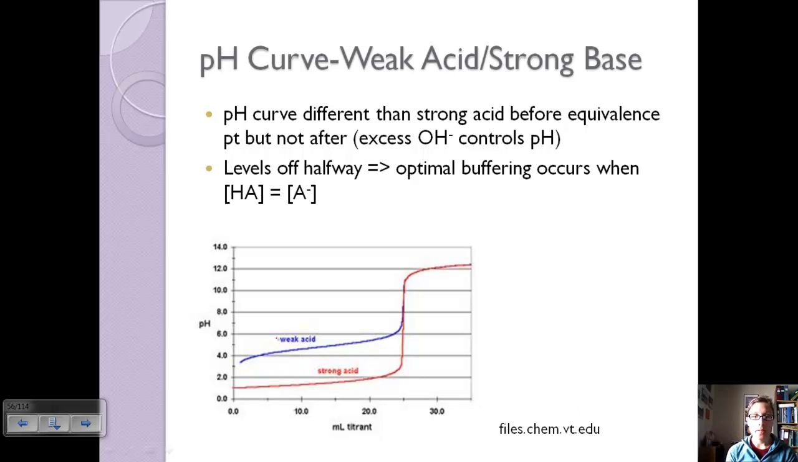And as you can see, the weak acid levels off at halfway to the equivalence point. And this is because optimal buffering is going to occur when the concentration of the acid is equal to the concentration of the conjugate base. Remember, we looked at that calculation, and that's happening about right here. And the equivalence point for the weak acid is going to be greater than 7, so we're looking for something maybe about here. It's definitely greater than 7. But if we look at the equivalence point for our strong acid, I'm going to guess about here, and that's lining up almost exactly with 7.